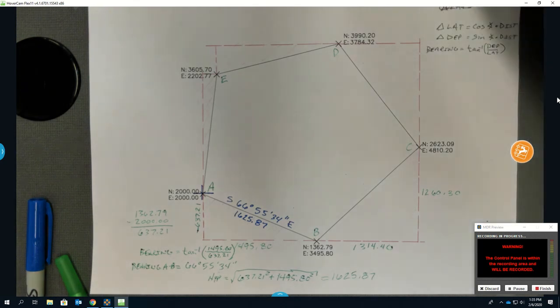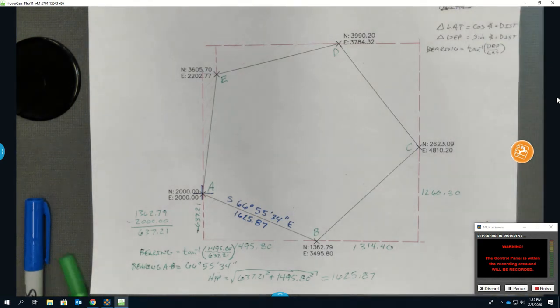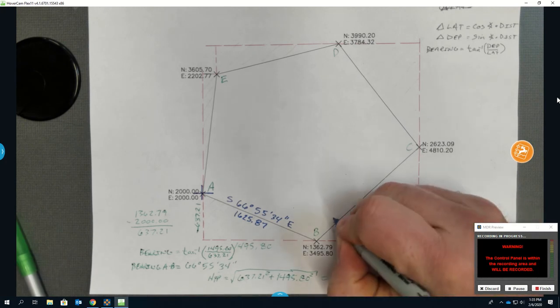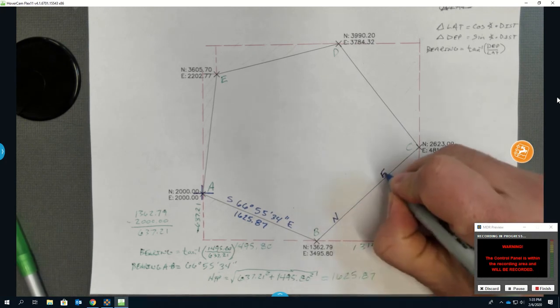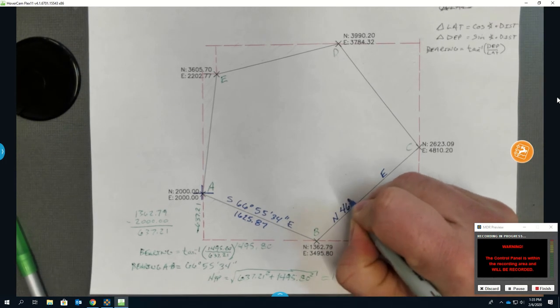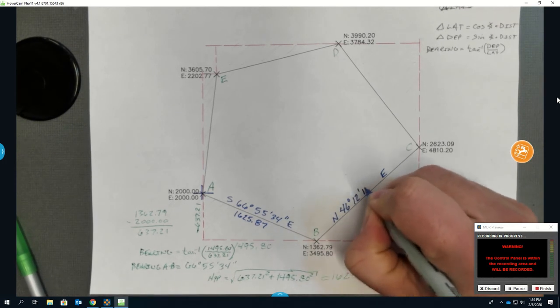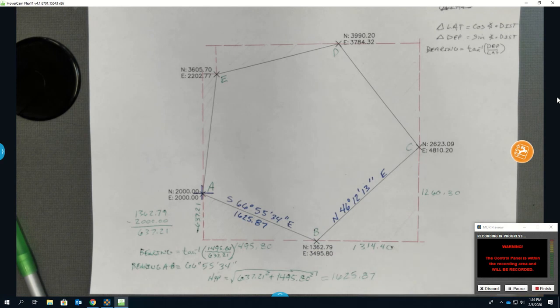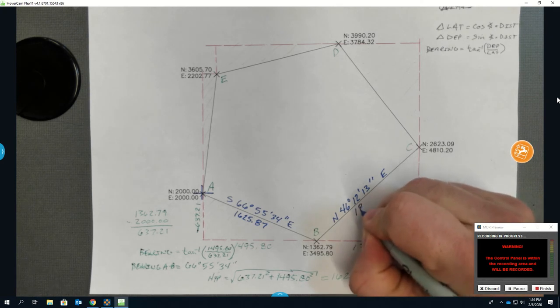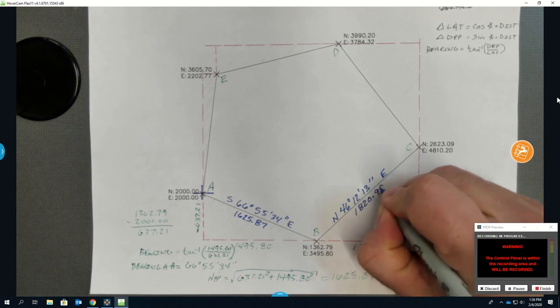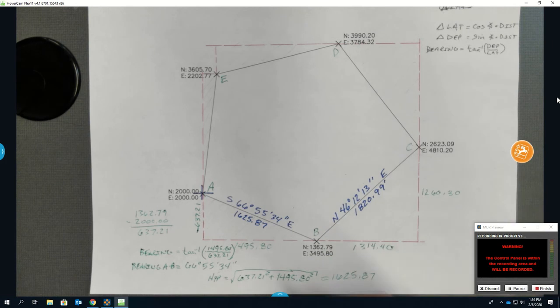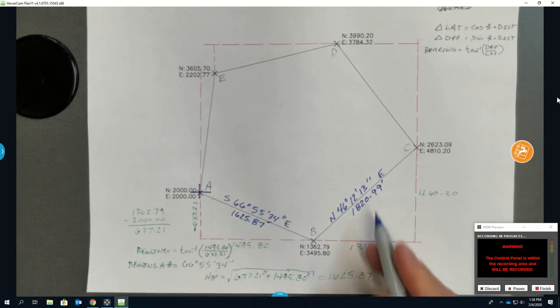All right. So what do we have for a bearing and distance here? Anybody? 46 degrees, 12 minutes, 13 seconds east. Okay. How about the distance? 1820.99 feet. Anybody else concur with that? Okay.